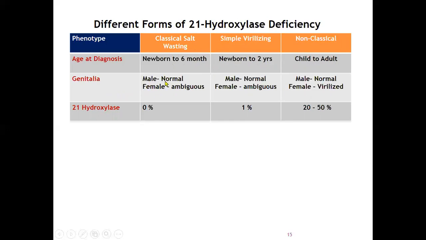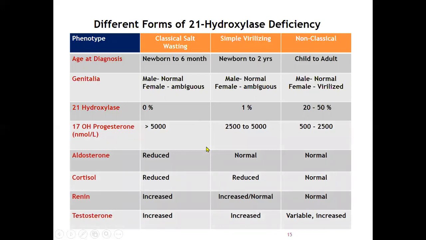Then genitalia: in males it may be normal, in females there may be ambiguous genitalia. Same is the case over here, but in non-classical, females do not have ambiguous genitalia, but they are virilized, having the hair pattern and virilization and hirsutism, all the characters which we saw in the last slide. These are present in the non-classical. The activity of 21 hydroxylase may be 0 in the salt wasting form, up to 1 to 5% in simple virilizing, and 20 to 50% in non-classical. That's why it is less severe.